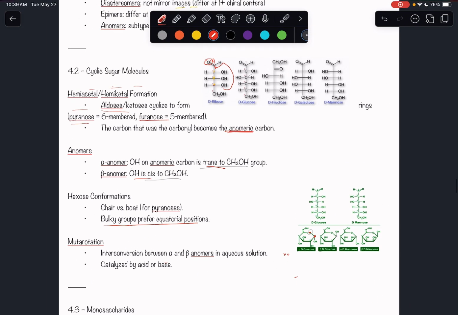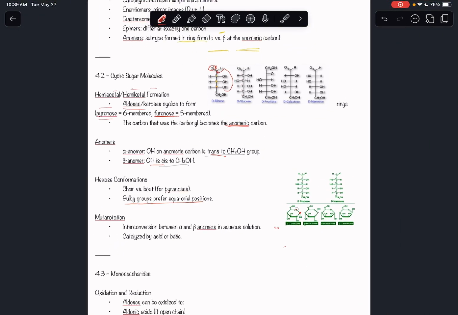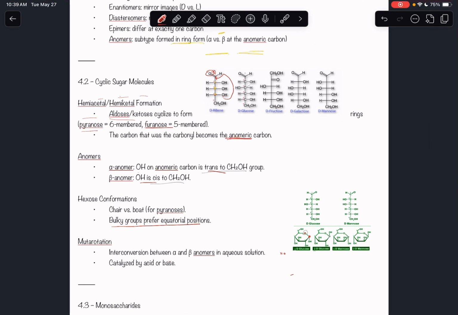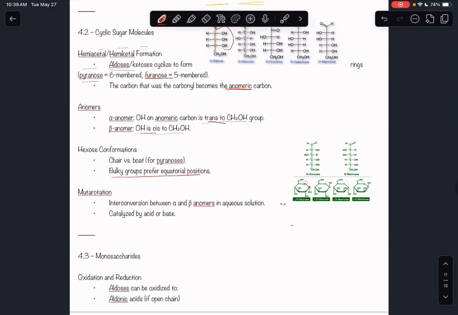So it was actually a pretty short chapter. Not much to take out of it. Very straightforward. Definitely understand that these can cyclize. Then we can go ahead and make these guys. And yeah, I might actually combine this with 4.1 now. So I'll see you guys in 4.3.